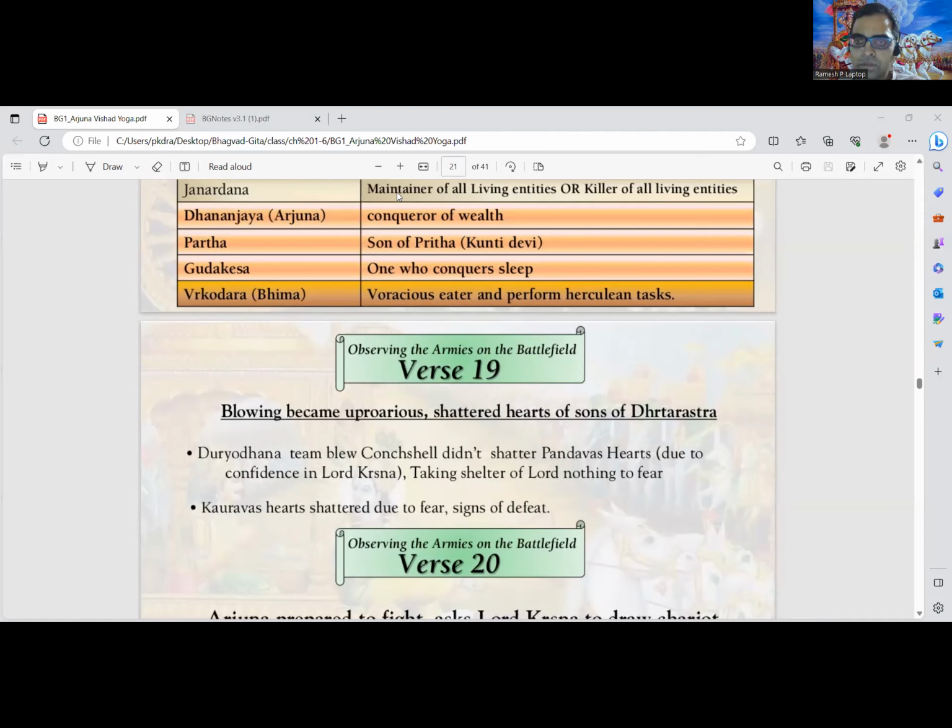One sign I have read is that above the chariot there was a flag of Hanumanji. That is mentioned in the Gita, and that is one sign of victory. Yes, correct.